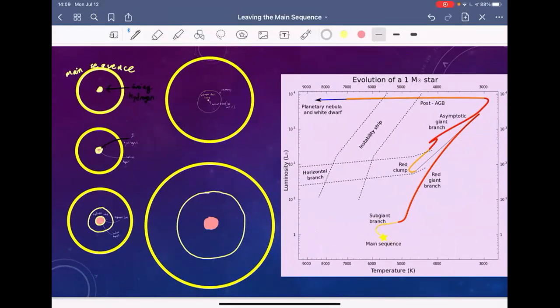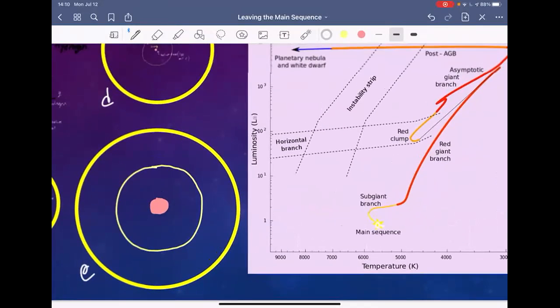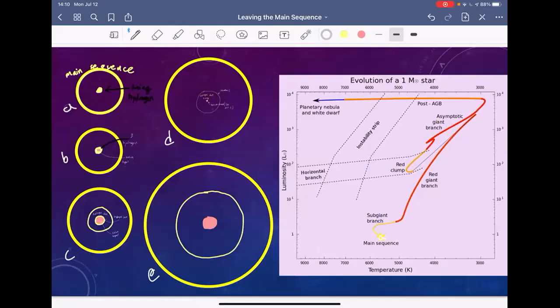So let's kind of track. On our right here, we have our HR diagram. And basically, I'm going to label each one of these. Let's call this A, B, C, D, and E. Let's put E over here. All right? So A is our main sequence star. A goes right here. Since it's still burning and fusing hydrogen, it's doing completely fine. It's not running out anytime soon.